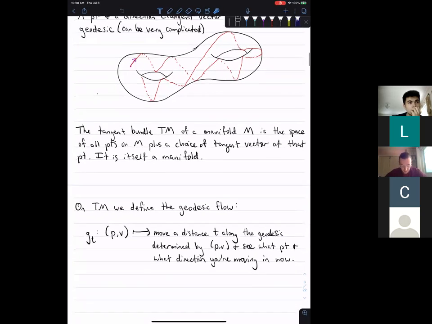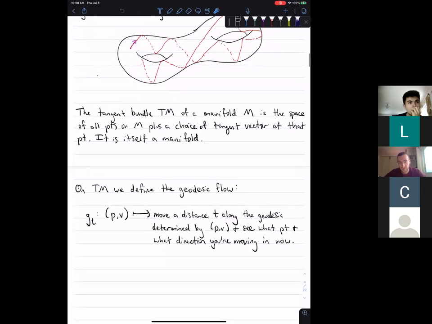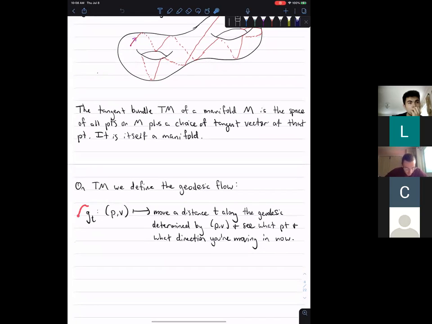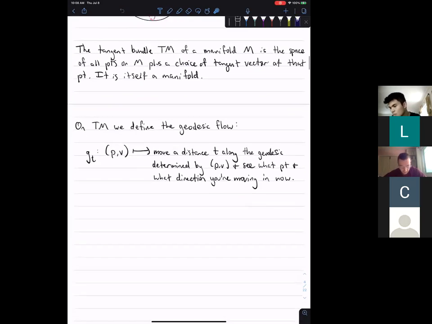And on the tangent bundle, we define what's called the geodesic flow. So this G of t, you should think of as a transformation of the tangent bundle to itself, the geodesic flow for time t. So given a point P and a tangent vector V, this gets mapped to: move along the geodesic determined by the point P and the direction V for time t, and then see what is the new point you're at and what is the new direction you're pointing in. That's going to be the image of this point under the flow for time t, part of the geodesic flow. Okay, so that's the geodesic flow.